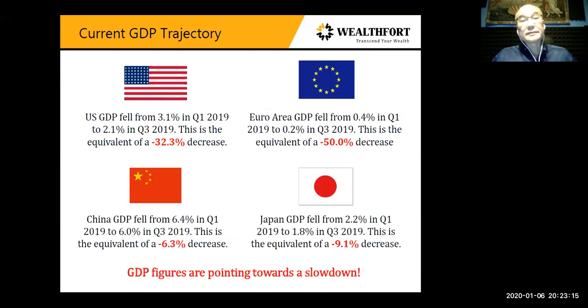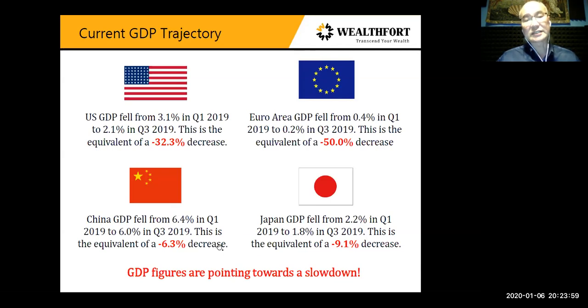Now, let's look at the GDP and how they fare. US GDP fell from 3.1% in Q1 2019 to 2.1% in Q3 2019. Now, this is supposed to be the best economy in the world, but between Q1 and Q3, there's a 32.3% decrease. Then if you look at the Euro area, GDP fell from 0.4% in Q1 2019 to 0.2% in Q3 2019. Now, this is a 50% decrease. China GDP fell from 6.4% in Q1 to 6% in Q3 2019. This is equivalent to a 6.3% decrease.